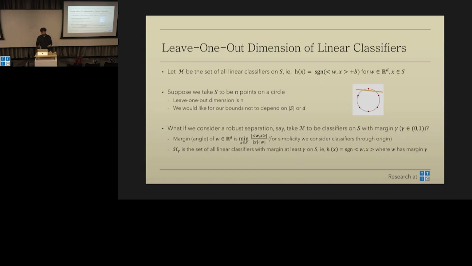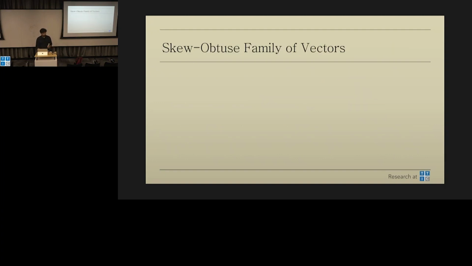And we are trying to bound the leave one out dimension. So we are trying to bound how well they can isolate a set of points, provided that they have to do so with large angle margin. Now it turns out that this is actually related to a very classical geometric packing lemma, of which we are studying a skew version.